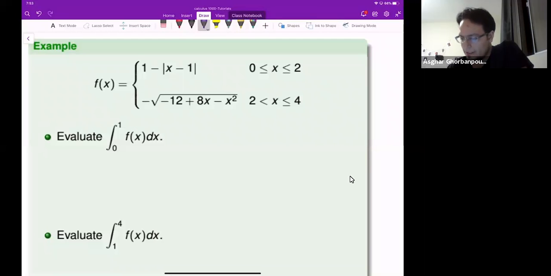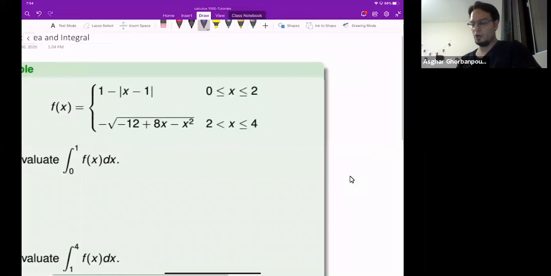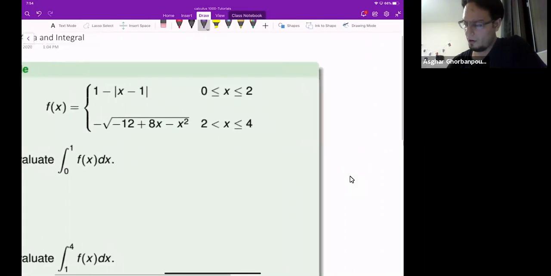Okay, we have this function, and the question is asking for evaluating this function. I don't really want to use any techniques, any trick here. What is important for me is to use the relation between the definite integral and area. So for that, I have to first draw or sketch the graph of this function.